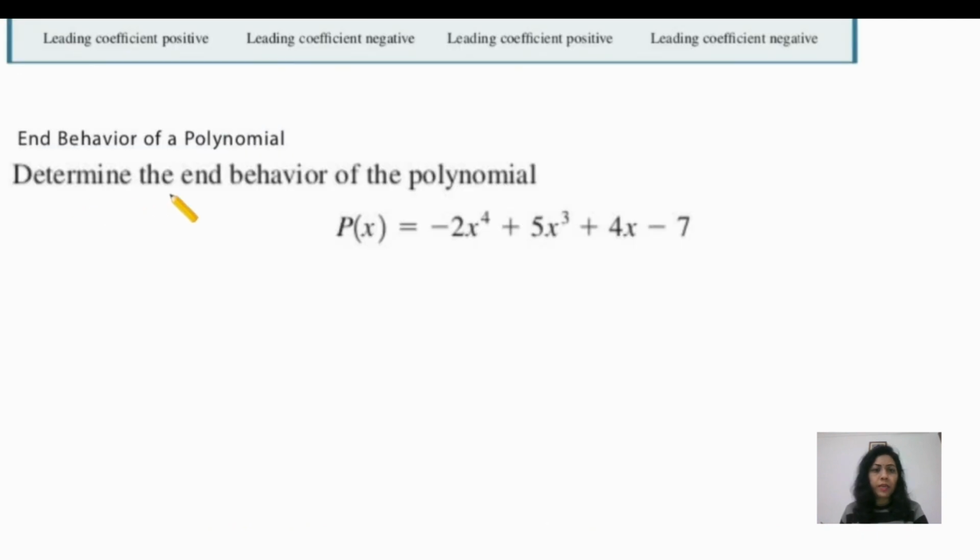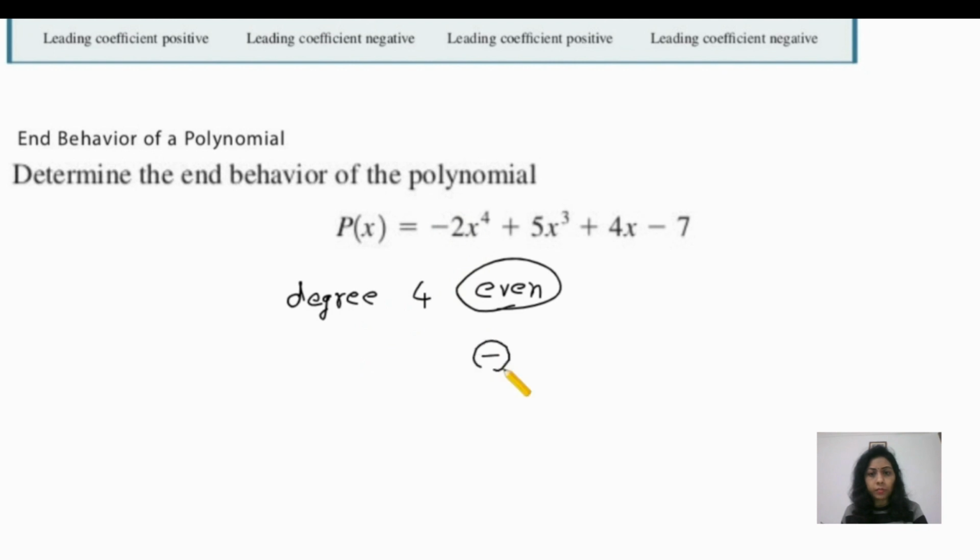Here is today's question. Determine the end behavior of the polynomial P(x) is equal to minus 2x to the power 4 plus 5x to the power 3 plus 4x minus 7. So what should we do? First, we have to find out the degree of the polynomial. Here x to the highest power is 4, so the degree of the polynomial is 4, which is even. So an important thing is that this is an even power, and the leading coefficient is negative.